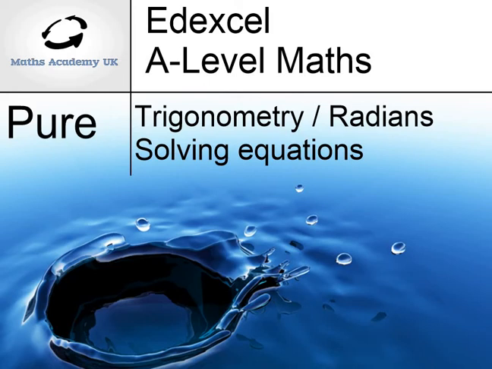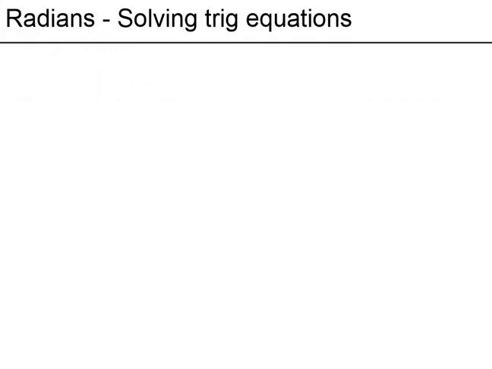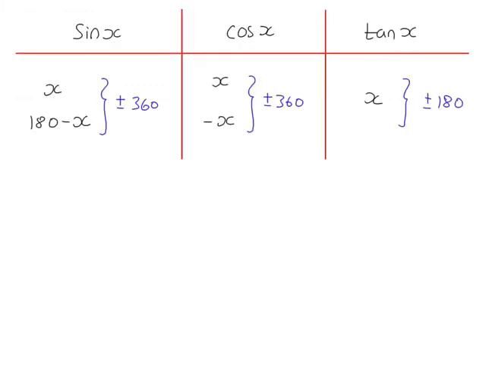Solving trig equations using radians. The basic rules for solving equations with sine, cos and tan are these. These are basically summaries of the symmetries that you see in the graphs.